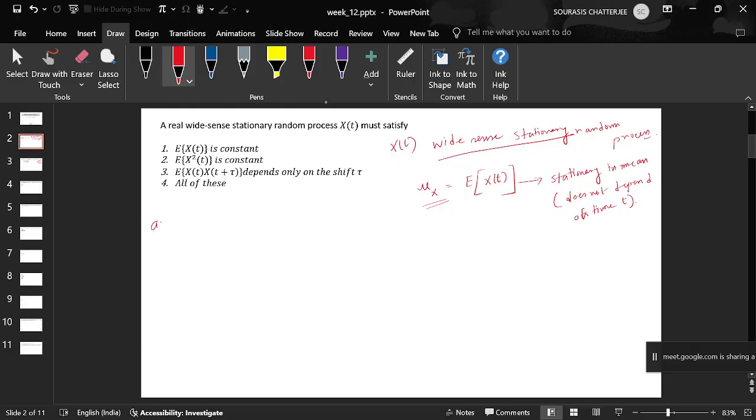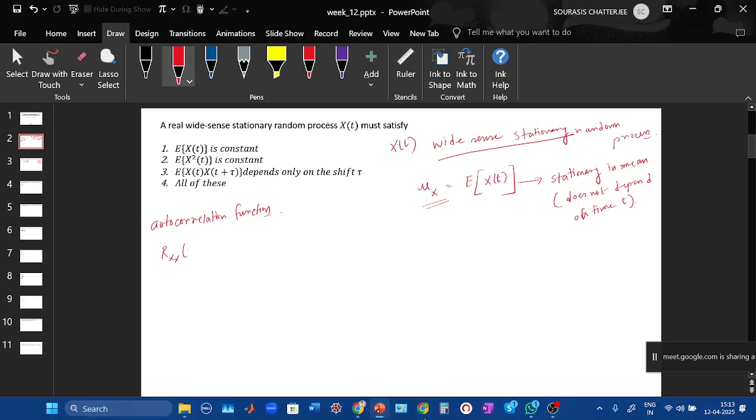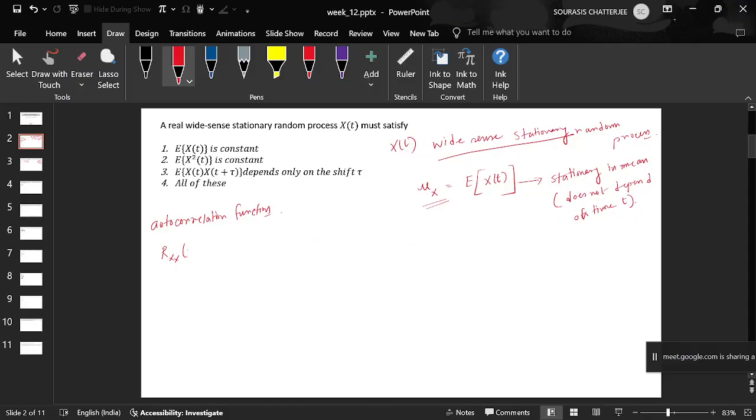Next we look at another interesting metric, that is the autocorrelation function. First I will write the expression for it, and then we'll talk about that. It's a function of two time instants, t1 and t2. It is given as the expected value of x t1 x t2.